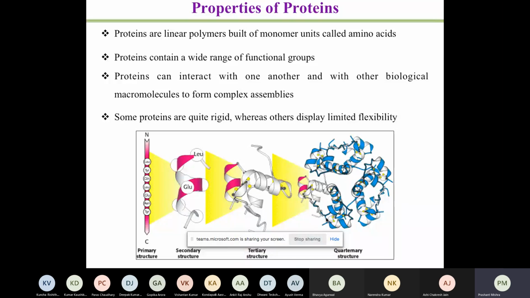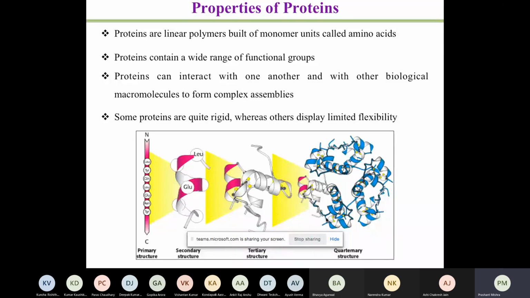Now, these proteins contain a large number of functional groups. In carbohydrates, you have seen that a very common functional group is the hydroxyl group. Here, in the case of a protein, you will find that the hydroxyl group, the imide group and the carboxylic group could all be functional groups. So you will find different types of functional groups present in the protein, and that is because they are made up of amino acids, and amino acids have these functional groups.